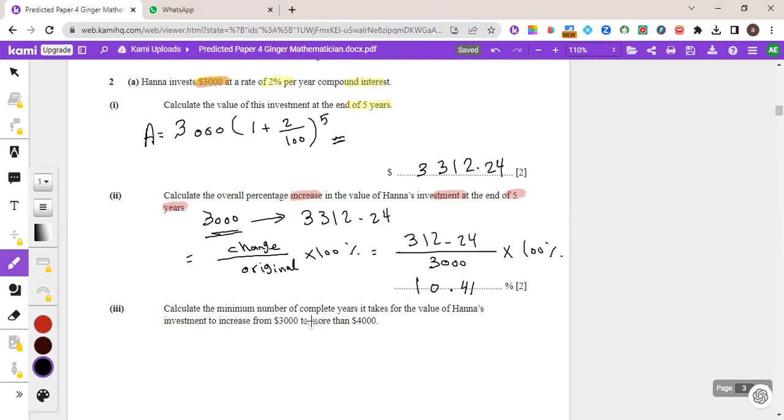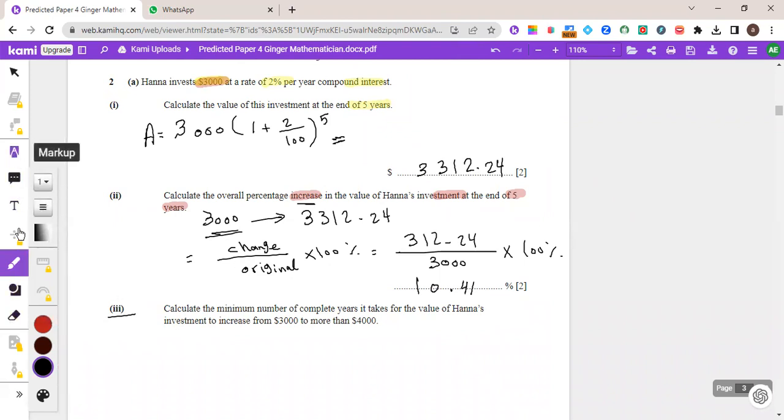$10.41%. Yes. Okay, triple I complete. Please memorize this formula about the percentage increase or decrease. We'll use the same formula: change over the original times 100%.